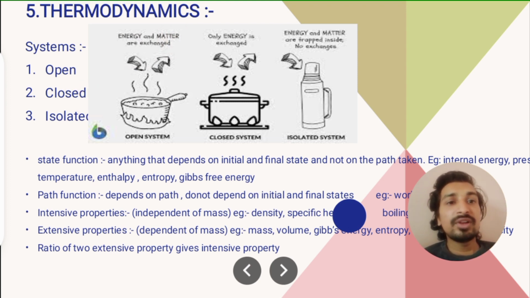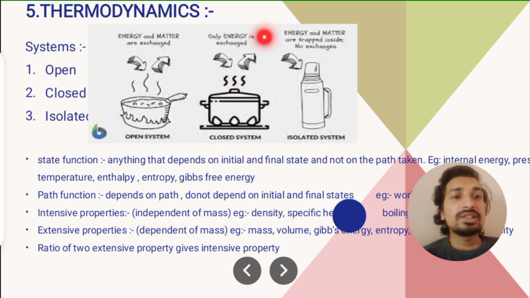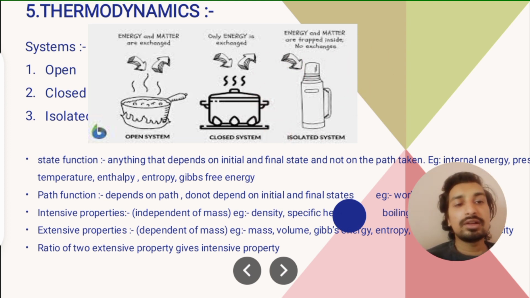An open system is a system where both energy and matter can be exchanged. So here gases, that is mass, can escape, and heat can also move. And here only energy can move, mass cannot move. That is called a closed system. You cannot add anything or remove anything from there. Only heat, energy, can be removed. And in an isolated system, energy cannot be moved, and mass also cannot be moved.